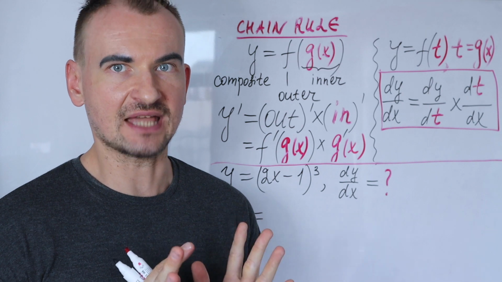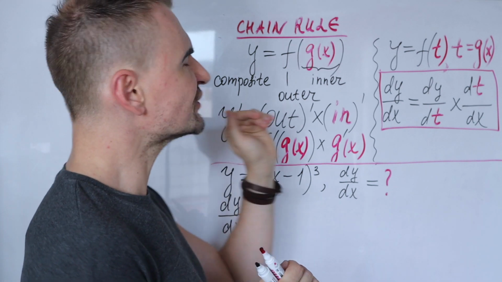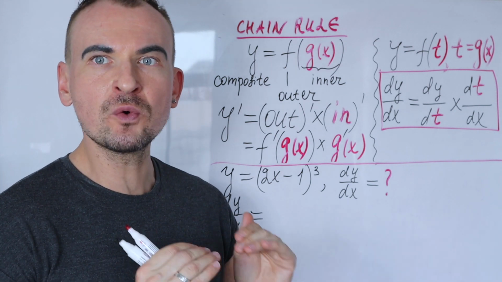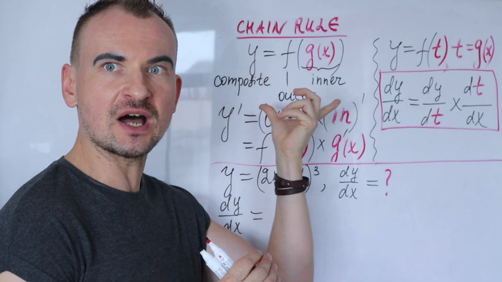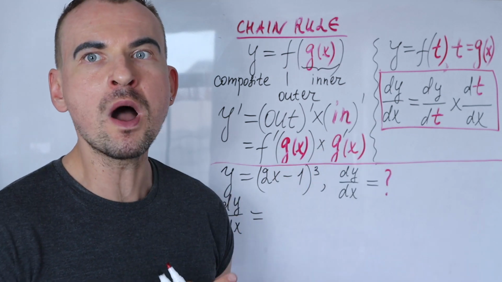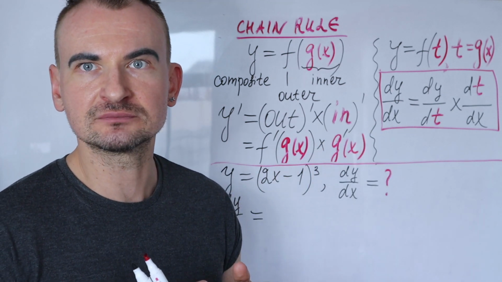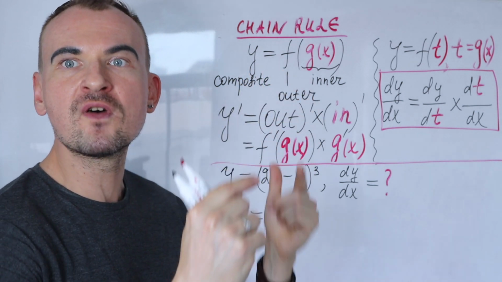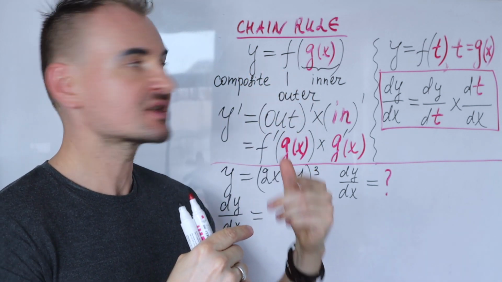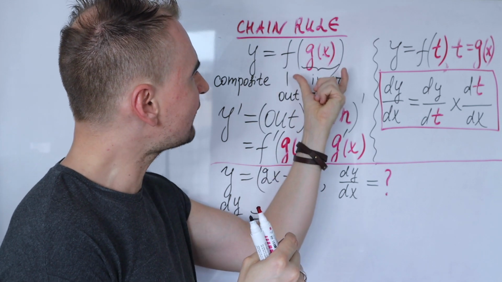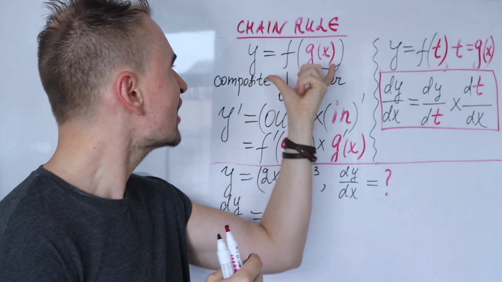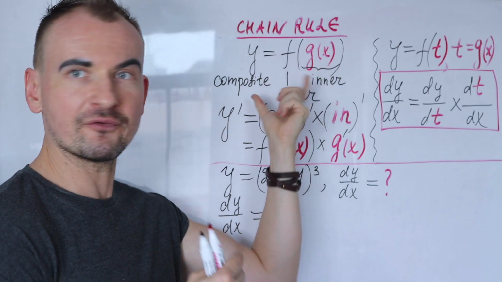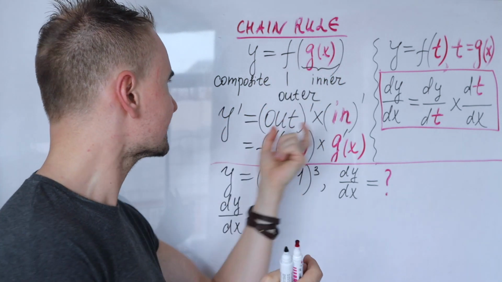What is that? Chain rule is applied when you handle a composite function, or composition of functions, when your function is made of other functions. So you have an inner function, g of x, and you have an outside function, f of x. So f of g of x.